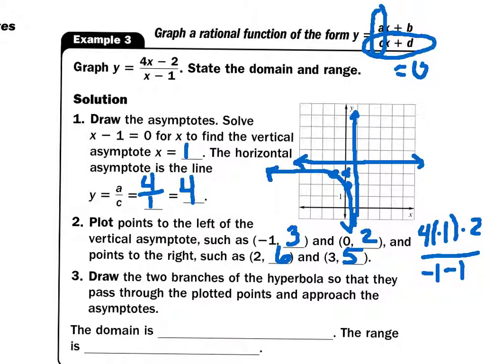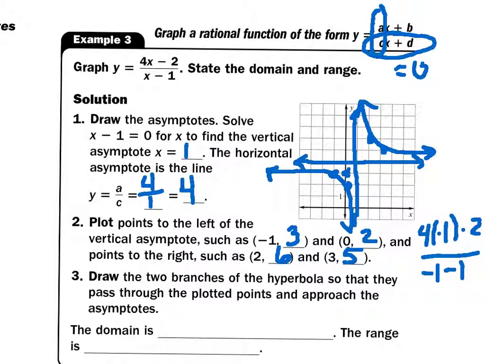And then 2, 6, counting 1, 2, 3, 4, 5, 6. And then 3, 5. So here goes this one. And that's how you graph these.